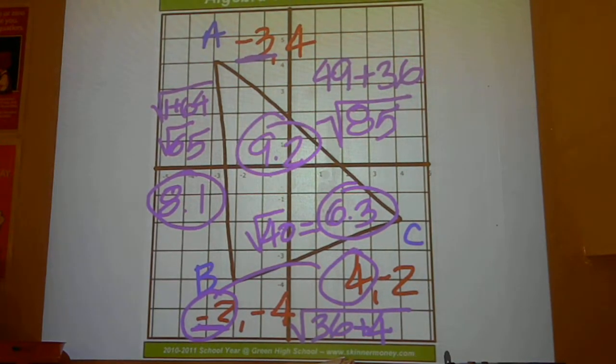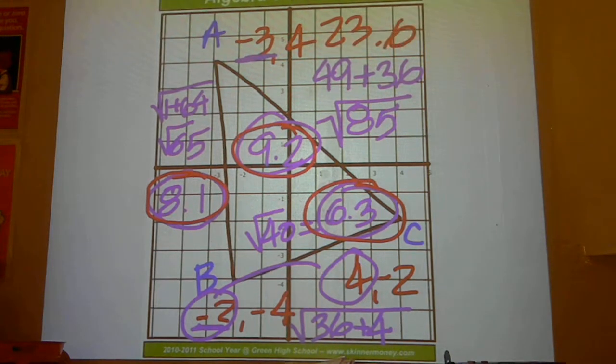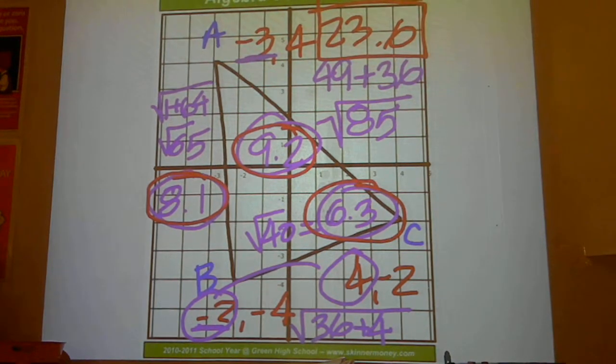Now what do I do to get the perimeter? Yeah, 8.1 and 9.2 is 17.3. And 17.3 plus 6.3 is 23.6. So 23.6 is the perimeter of that triangle.